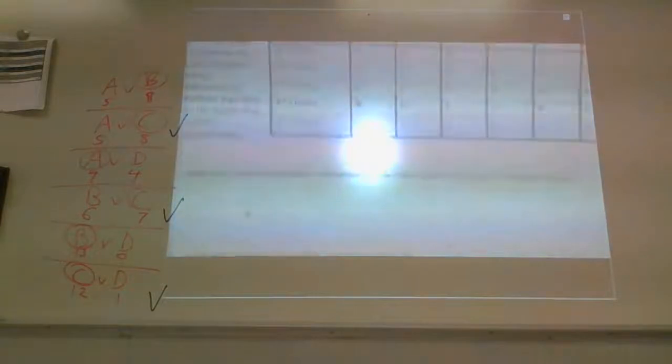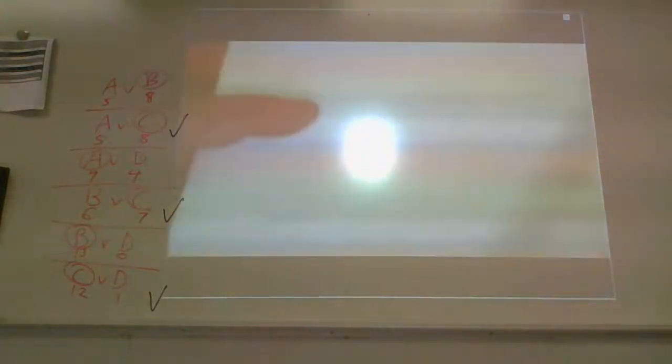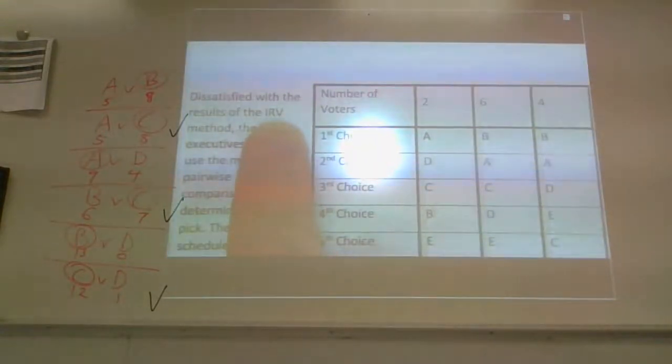I am on the page that says dissatisfied with the results of the IRV method. The IRV, just for the sake of argument, I'm going to zoom in right there. IRV stands for instant runoff vote. It's not really a vocabulary word or anything like that. That's just plurality with elimination. That's all that it is. It's plurality with elimination. IRV, instant runoff voting.